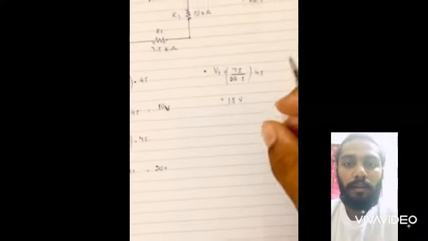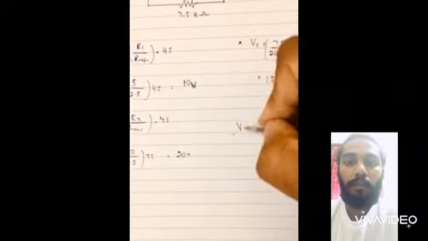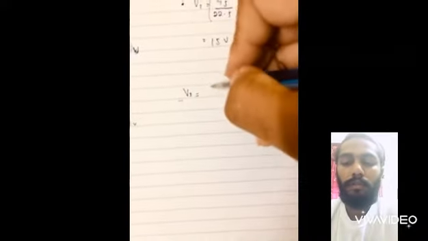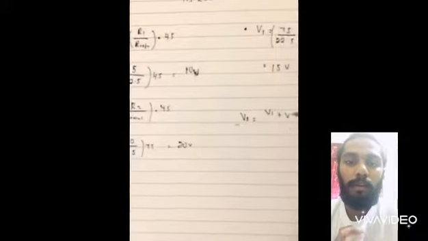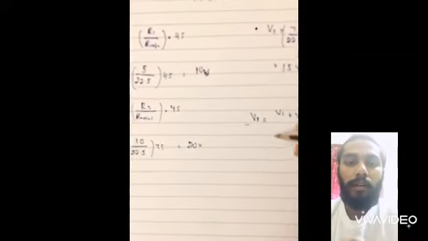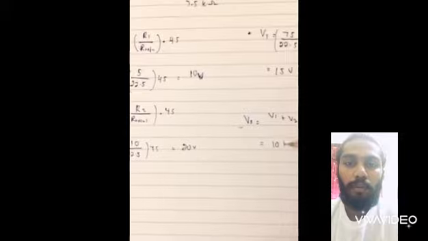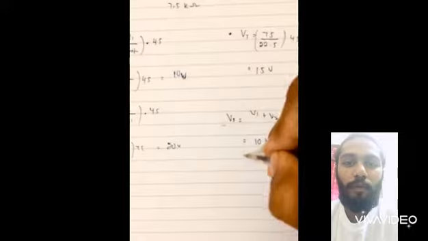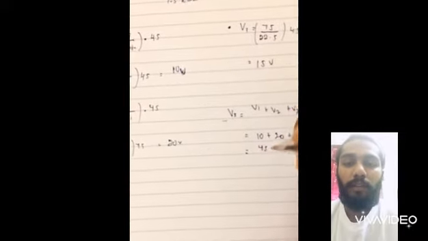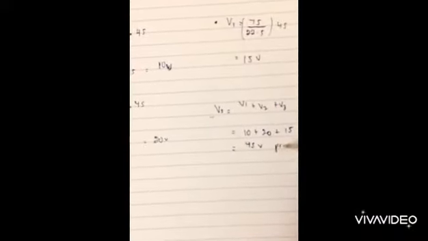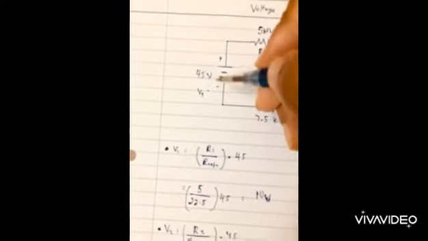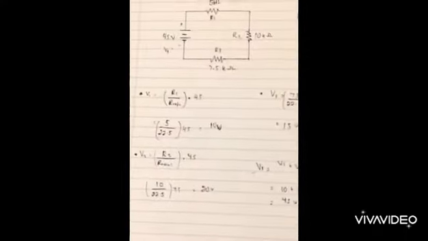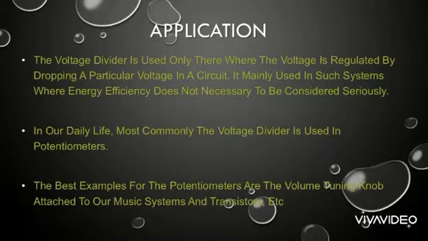So here we can prove our answer. Vs equals V1 plus V2 plus V3. So 10 plus 20 plus 15 is 45 volt. So it proves our answer. We have the same answer. That's all. So the next slide is the application of the voltage divider.